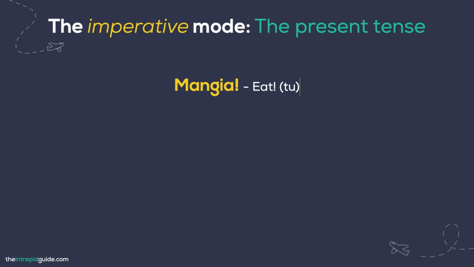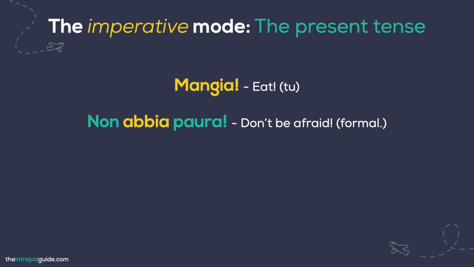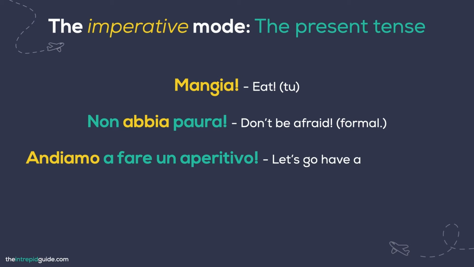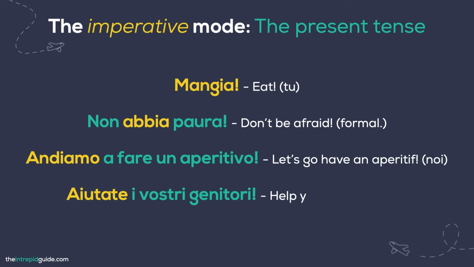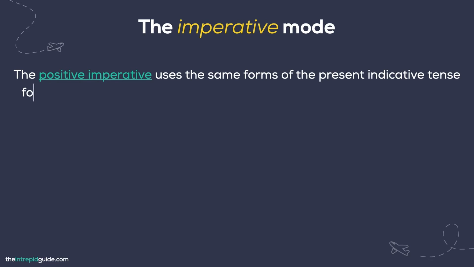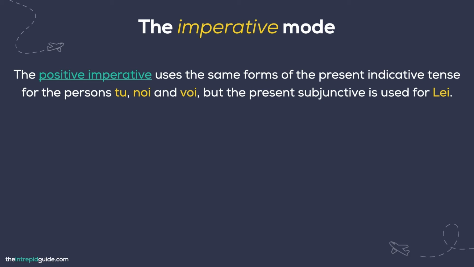A verb in the imperative in Italian looks like this. Mangia. Eat. Non abbia paura. Don't be afraid. Andiamo a fare un aperitivo. Let's go have an aperitif. Aiutate i vostri genitori. Help your parents. The positive imperative uses the same forms of the present indicative tense for the subjects tu, noi, and voi, but the present subjunctive, and we'll see this in a minute, is used for lei.